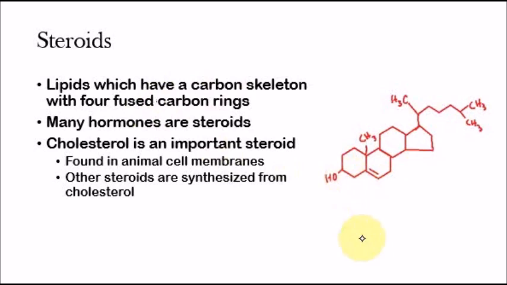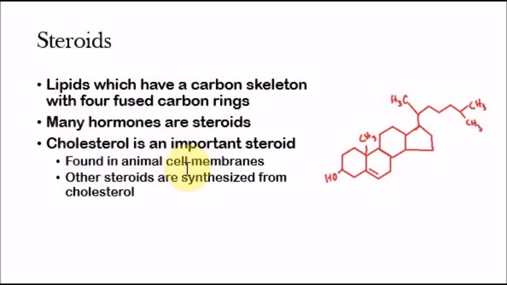If you look here, we have one carbon ring right here, this hexagon, and then another carbon ring right here, and another carbon ring right here, and then another carbon ring right here. So they're all fused together. A steroid has 4 fused carbon rings. Many hormones are steroids, and we're going to be talking about hormones way down the road, but know this fact. And cholesterol is an important steroid.